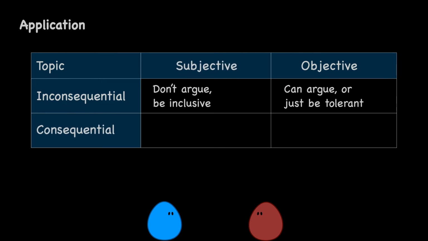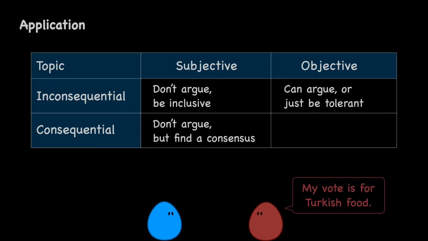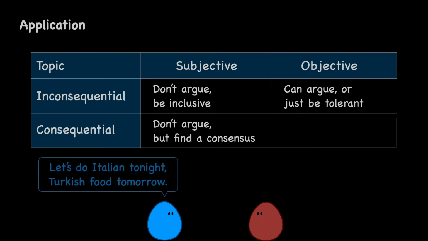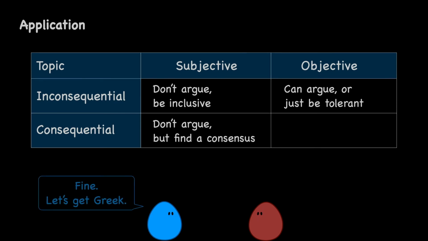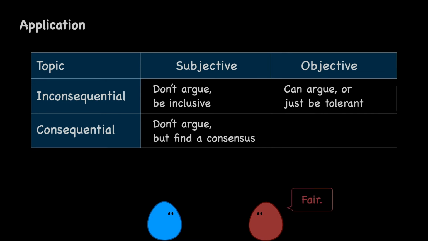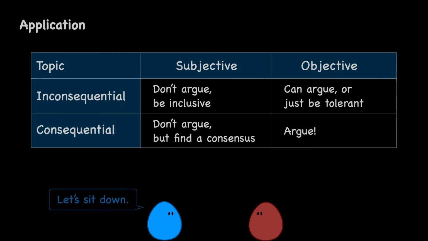A topic may be subjective, yet the outcome can still be consequential, such as having to pick one decision for a group. In that case, it is wise to pick the outcome that is the most pleasing. This can be obtained by a vote, a back and forth, or a compromise. Finally, topics that are both objective and consequential should be argued. As an exercise for you, the viewer, where would you place the topic of religion?